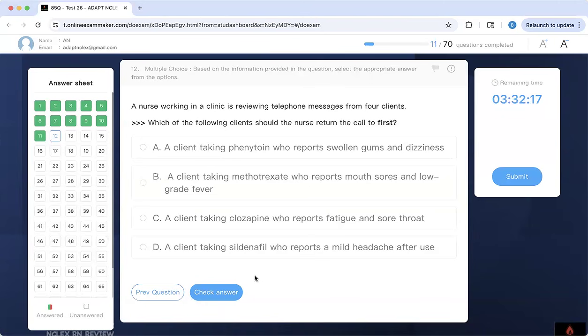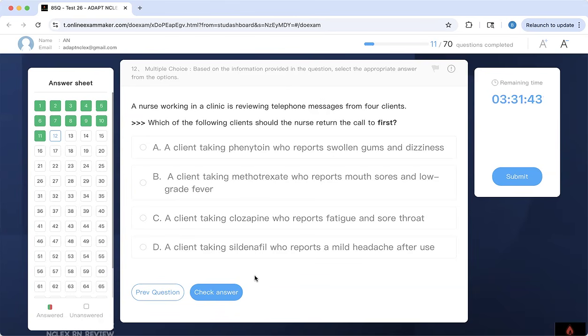Which of the following clients should the nurse return the call to first? Prioritization, of course. They will hit you with prioritization. Yes, stay focused. A nurse working in the clinic is reviewing telephone messages for 4 clients. A client taking phenytoin reports swollen gums and dizziness. A client taking methotrexate reports mouth sores and low-grade fever. A client taking clozapine reports fatigue and sore throat. A client taking sildenafil reports a mild headache after use. 11 questions.